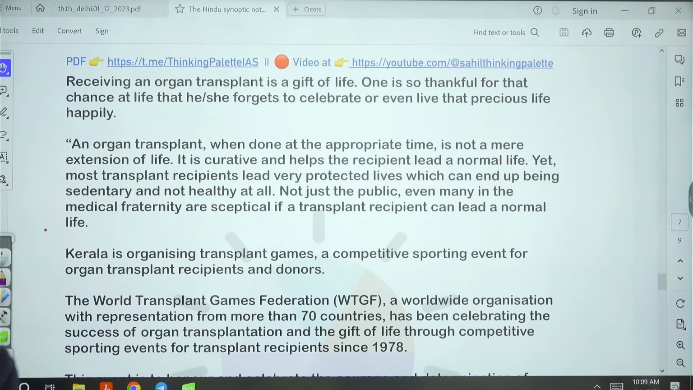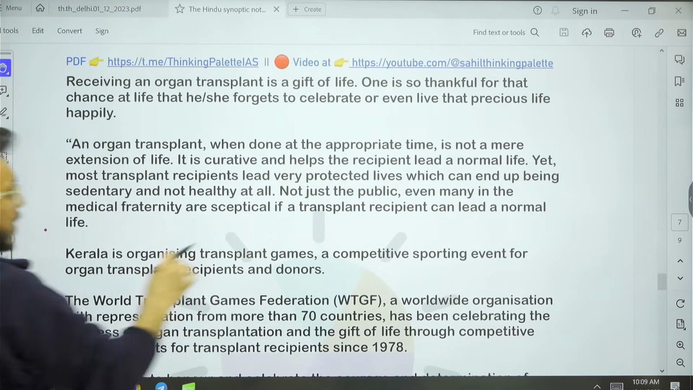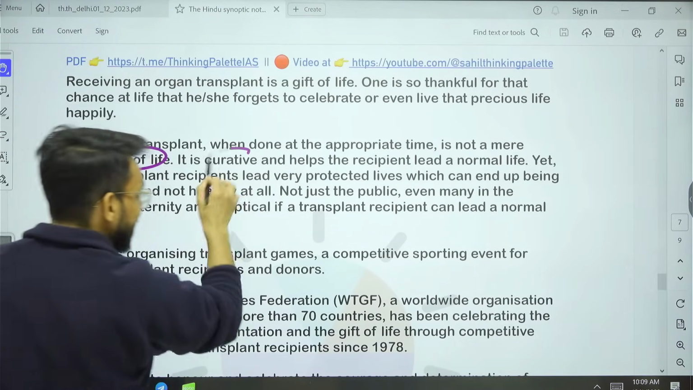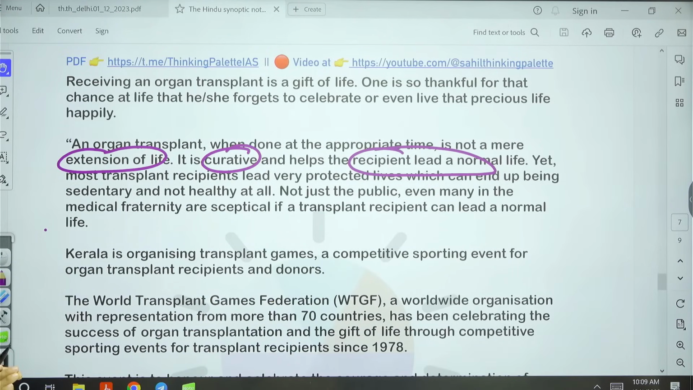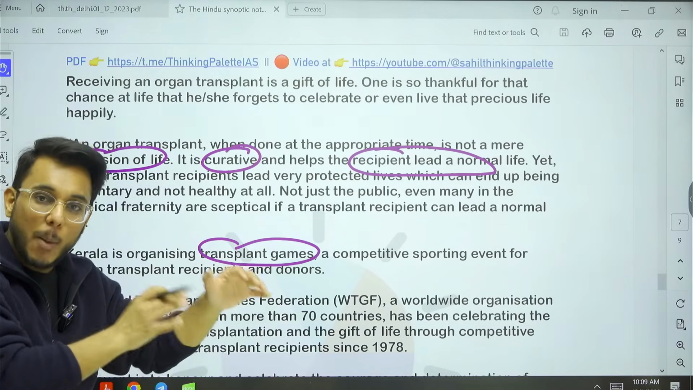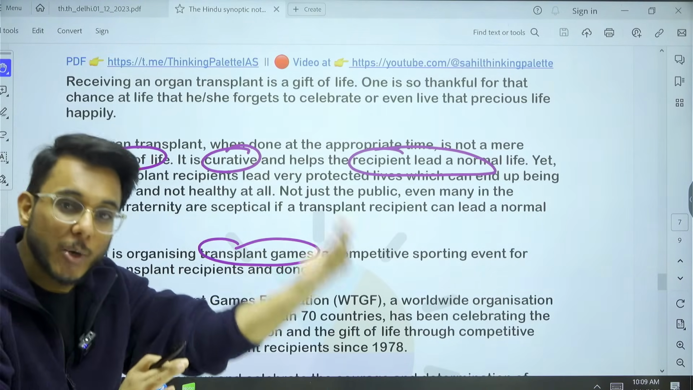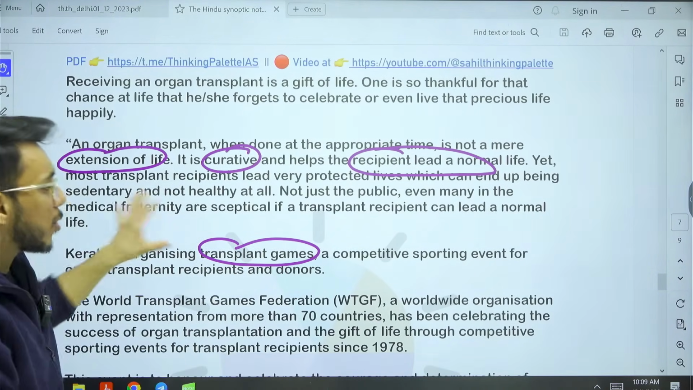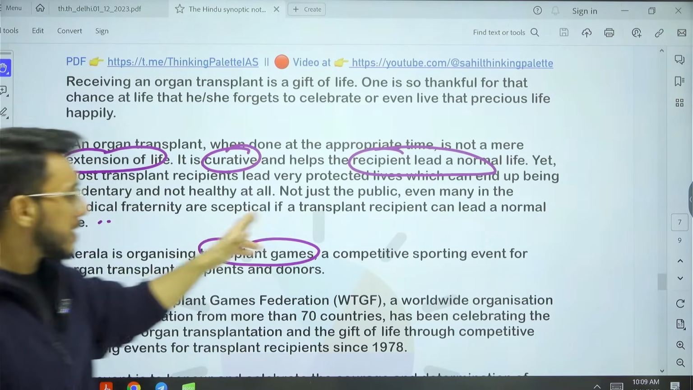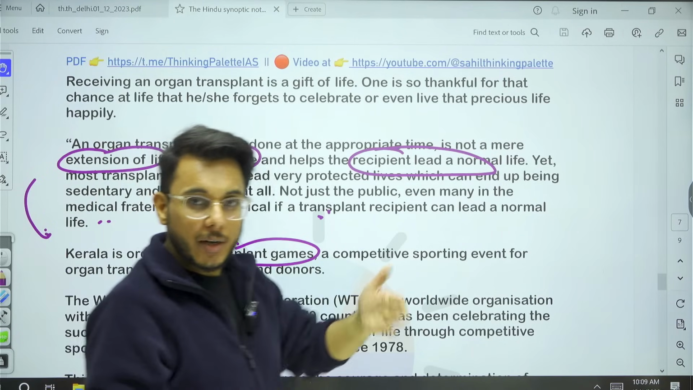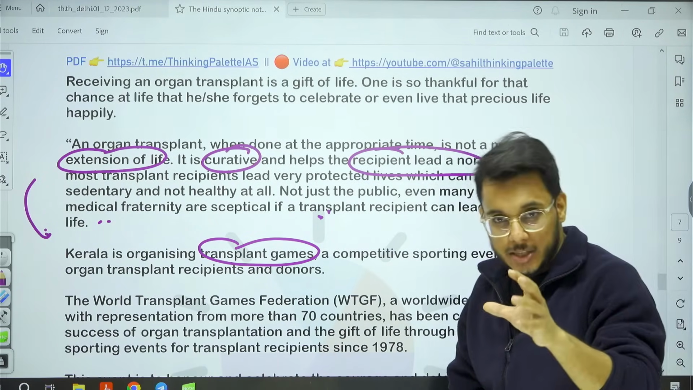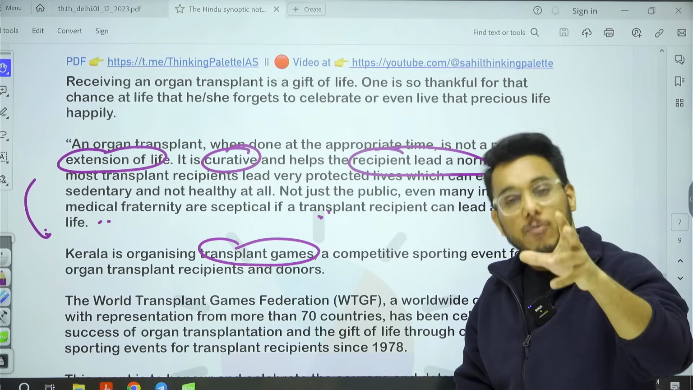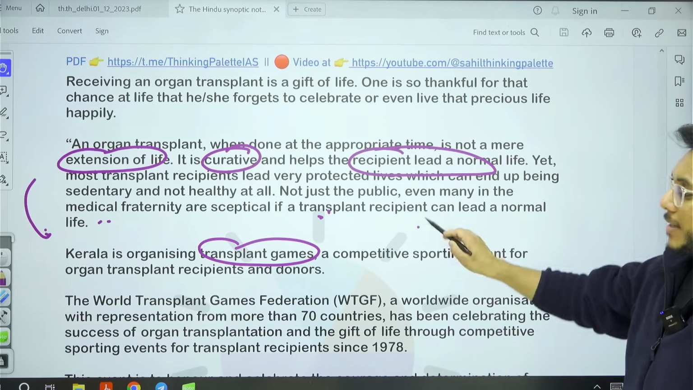Okay. And it has been said that actually an organ transplant is not an extension of life. It is actually curative and helps recipients to lead a normal life, but people are not doing it. So therefore, what Kerala has done, Kerala is organizing transplant games, and these are competitive sporting games in which the people who have either donated an organ or people who have received an organ, they are going to participate. Even the medical fraternity is divided on whether the person who has donated organs can lead a healthy life or not. So to burst all the myths and to propagate the message that they can live a healthy life and should involve in physical exercises and work, Kerala is organizing these transplant games.